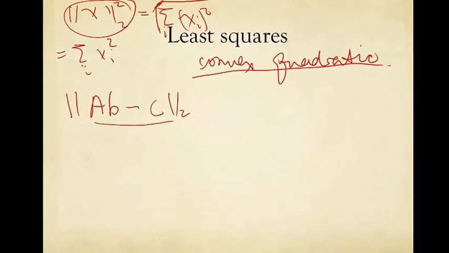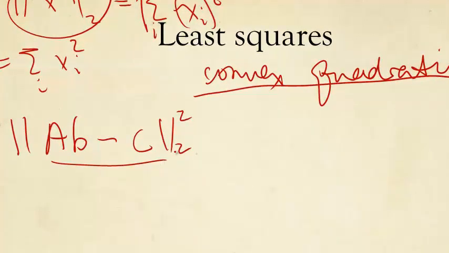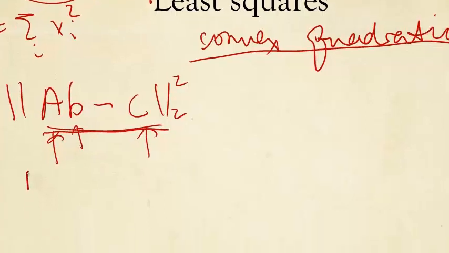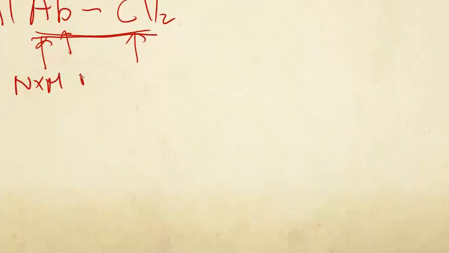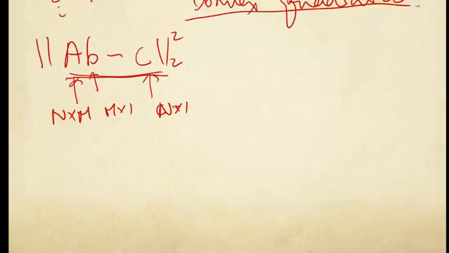And we would like to minimize the L2 norm squared, the length of the vector AB minus C, where B is our variable. A is a known matrix, C is a known vector. Say if A is n by m, then B is m by 1, a column vector, and C is n by 1, another column vector.